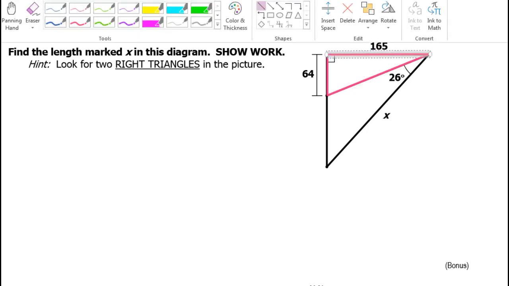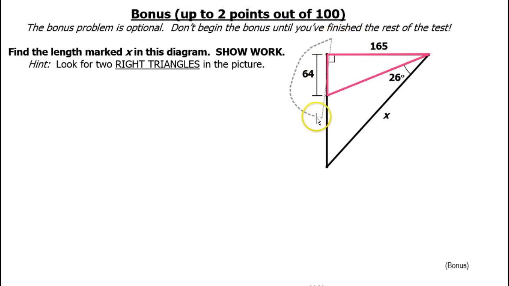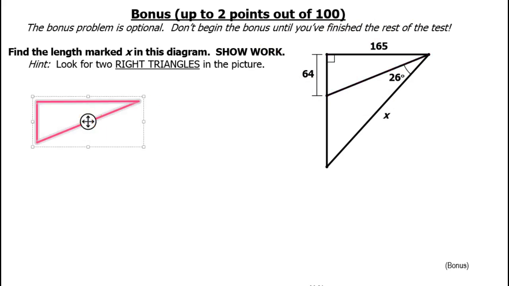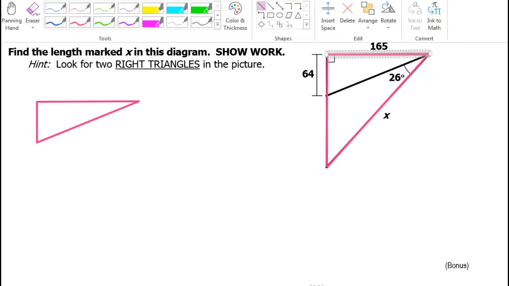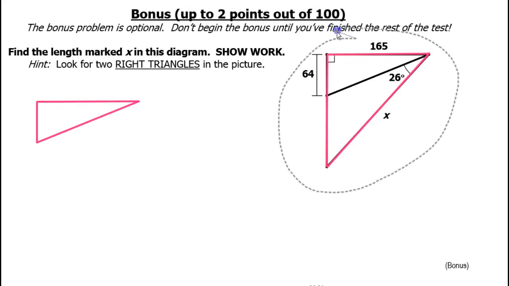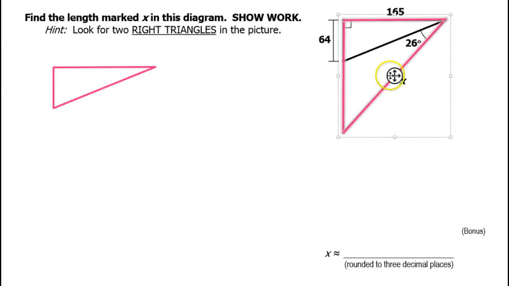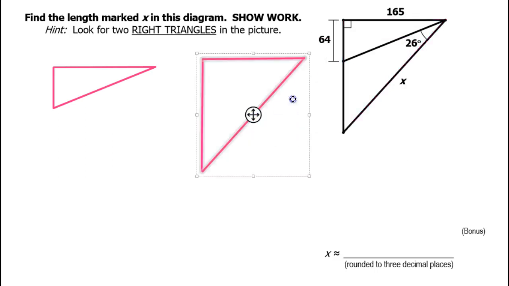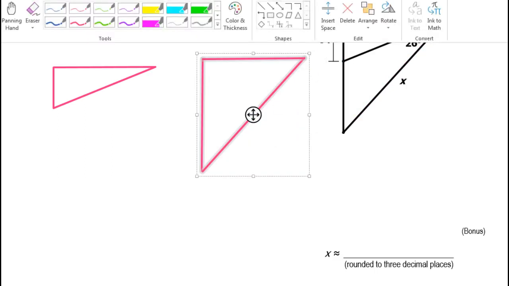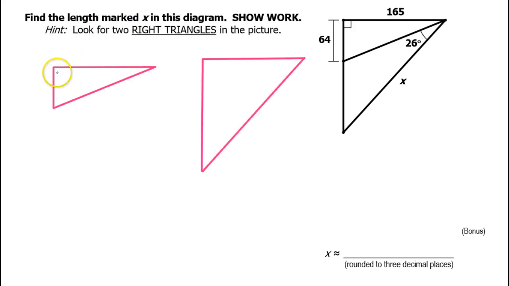And I'm just going to copy it and move it over. And here's the other triangle, which is the larger triangle. And I will just copy it as well. See how much space do I have for this. Alright, I'll just put them both side by side. Okay, so we need to solve these triangles. Let's go ahead and fill in the information that we have.